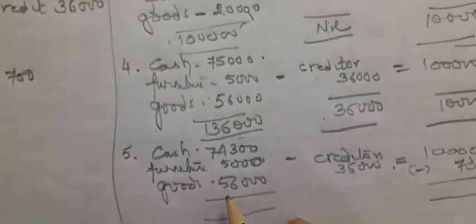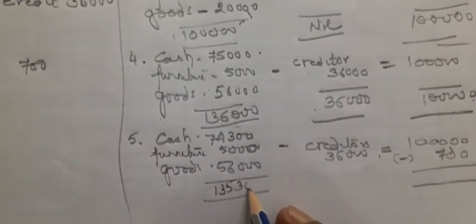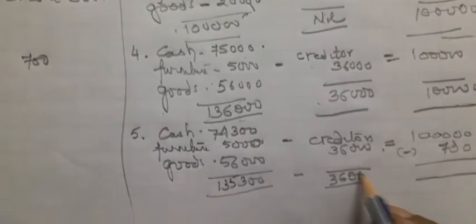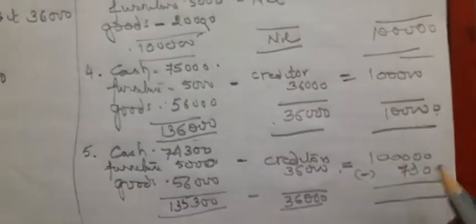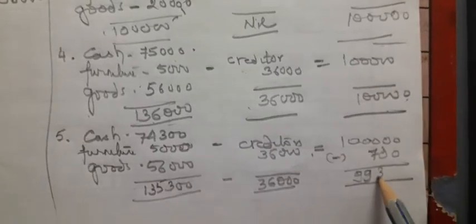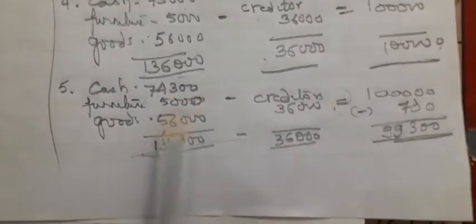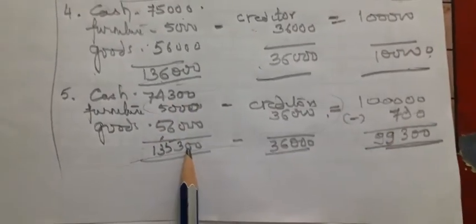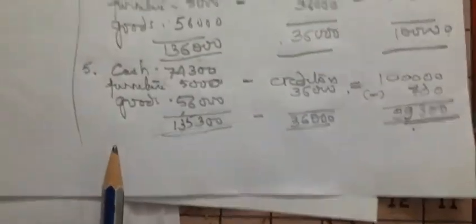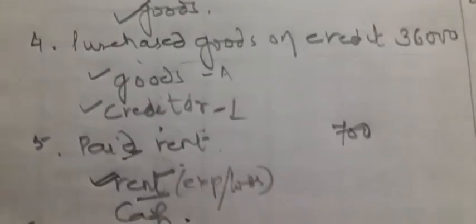So total of assets 1,35,300 minus total of creditors 36,000 and total of capital 99,300. Left hand side is equal to right hand side. 1,35,300 minus 36,000 is equal to 99,300.